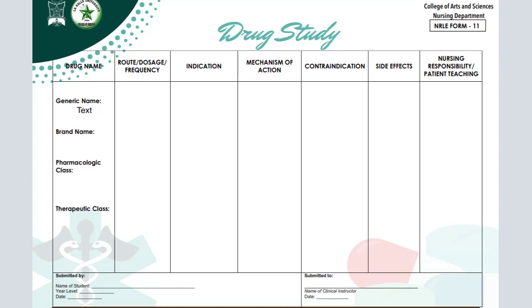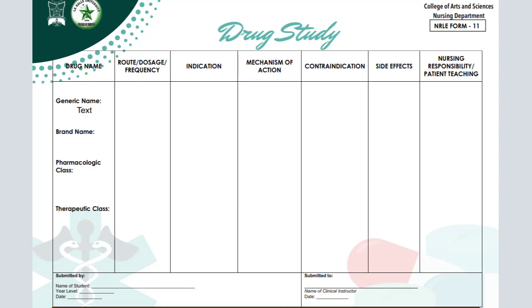We have the second column: the route, the dosage, and the frequency. Next, the indication, which is what the medicine is for. And we have the mechanism of action. Then next to that is the contraindication, then the adverse effects and side effects. And the last one is the nursing responsibility or the patient teaching.